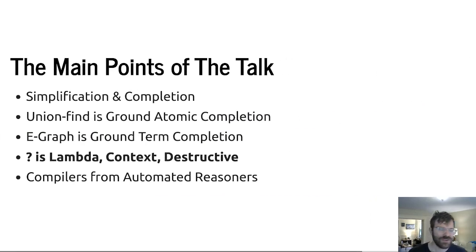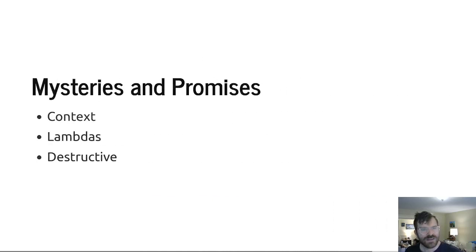So now that we've discussed all of that, we can discuss a bit about how this perspective of completion guides away threads to pull on the problems of lambdas, context, and destructive rewriting. Things that have been very confusing how to approach in a principled way with the naive eGraph picture.